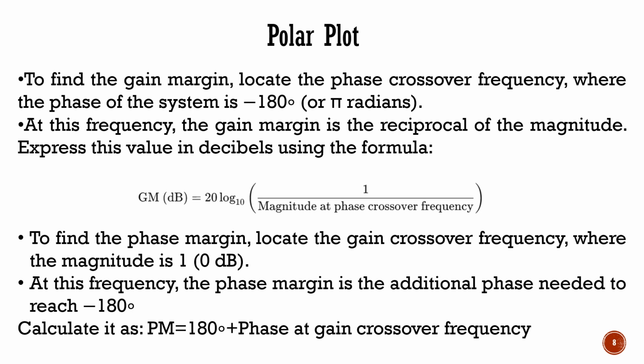To calculate the phase margin, identify the gain crossover frequency. The gain crossover frequency is the frequency where the system's magnitude is 1 or 0 dB. To calculate the phase margin, use the formula 180 degrees plus phase at gain crossover frequency. In this way, we can find out the gain and phase margin from the polar plot.